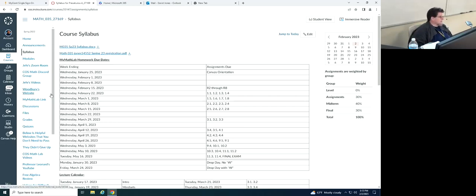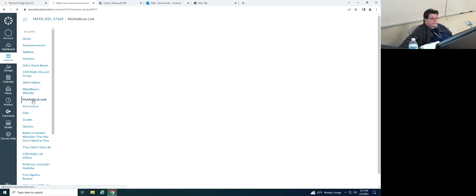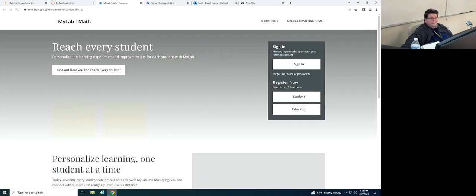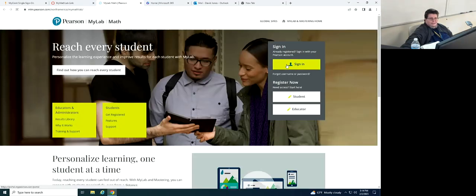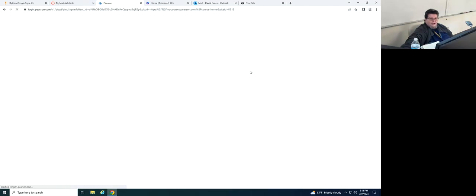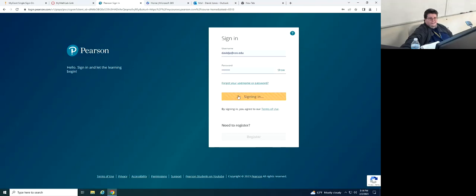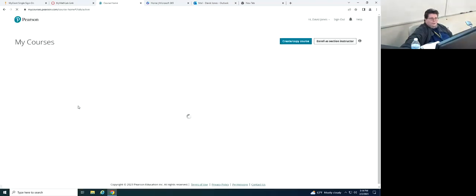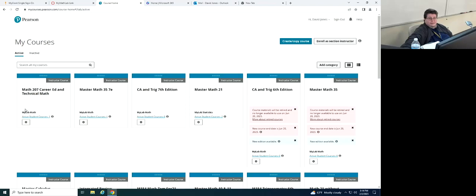And you can see the homework schedule there. It's also in my math lab, which you can either type directly, or if you're on a Chromebook like Chris is, he was telling me the link doesn't work. But if you click on the my math lab link and open a new tab, it takes you to Pearson directly. And I will just sign in and point out where you can see the homework there.